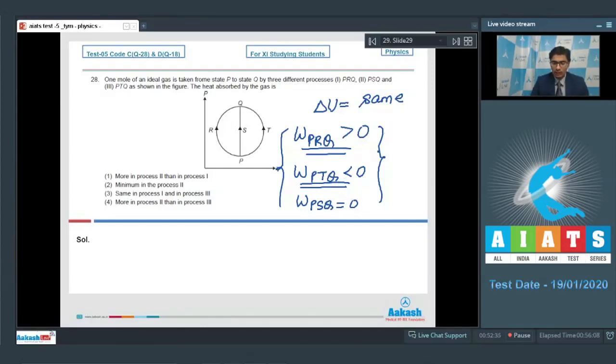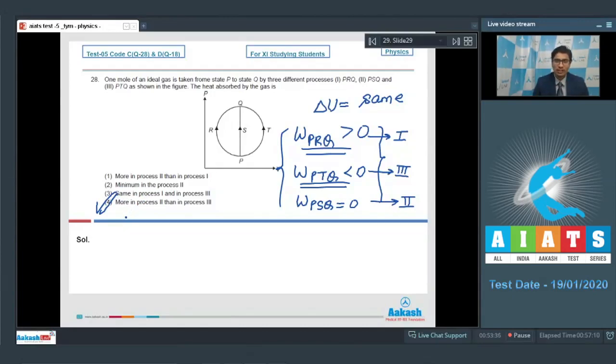PTQ is the process 3, PRQ is the process 1 and PSQ is the process 2. So the minimum work done is in process 3 and the maximum work done is in process 1. Dear students, we must also acknowledge that since the internal energy change is the same for all of these 3 processes, the order of the heat absorbed will be the same as the work done by the gas. Now for this particular question, we can see that the work done is more in process 2 than in process 3, and therefore the heat absorbed will be greater in process 2 as compared to process 3 as well, which makes option number 4 the correct answer.